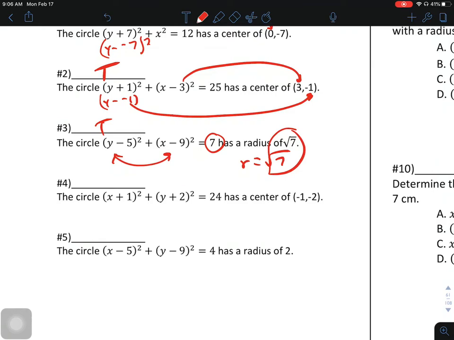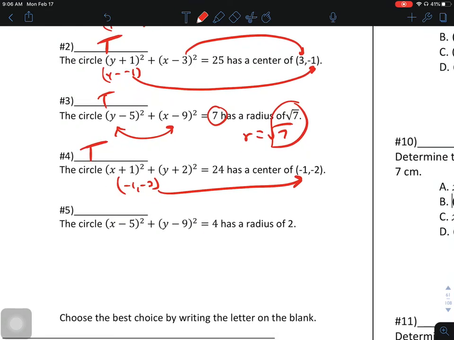Number 4, center is going to be negative 1, negative 2. Wow, we are on a true feast right now. Number 5, what's the radius? Well, this is in the proper form. The radius is the square root of 4, which is 2. Well, they're all true. Don't assume they're all going to be true on the test. That would be a fool's errand.